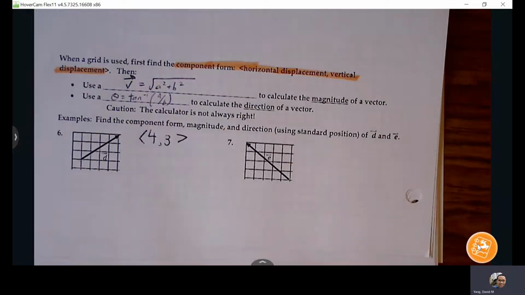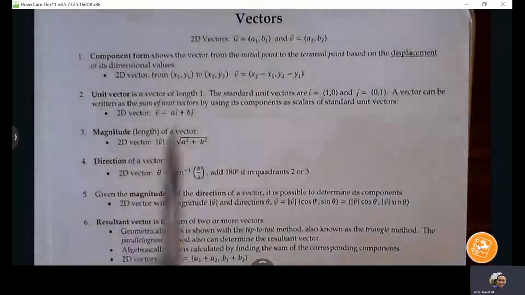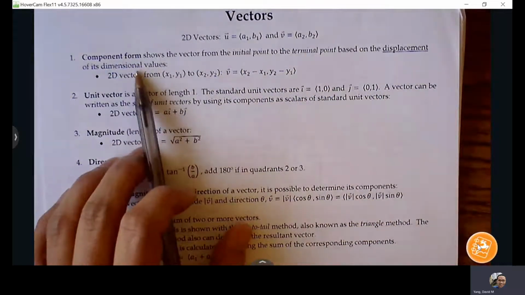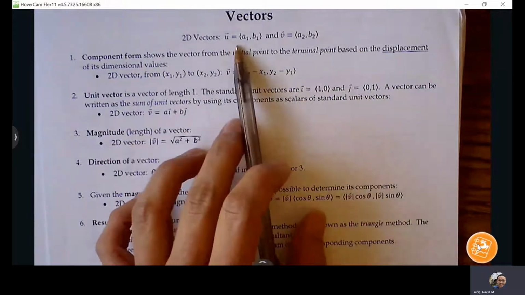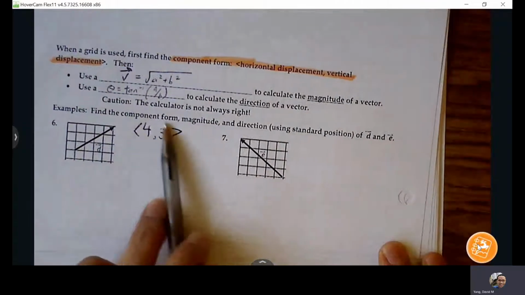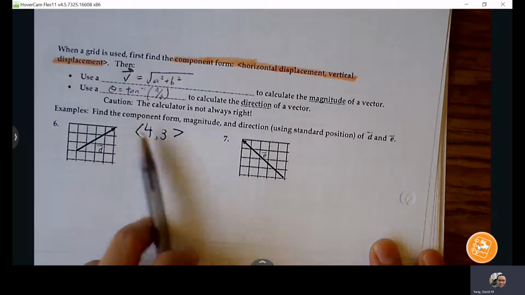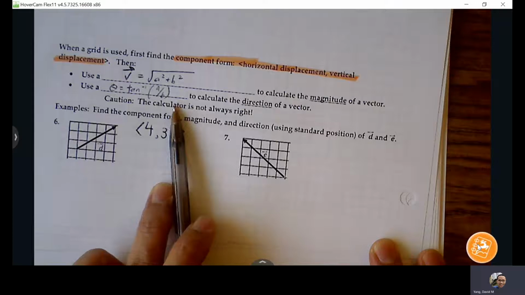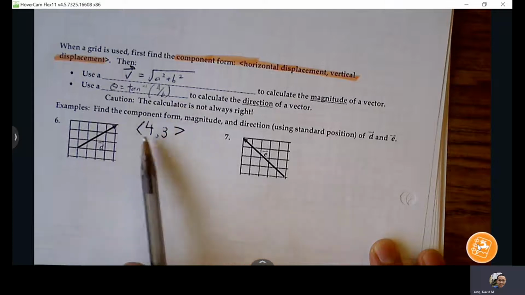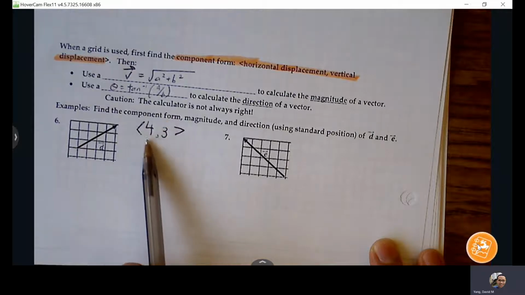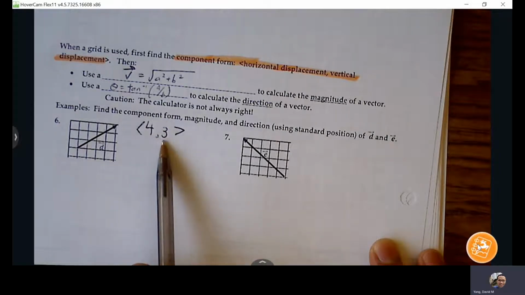And the definition for component form is also spelled out on the very back page here. Component form shows the vector from the initial point to the terminal point based on the displacement of the dimensional value. So we're going to do horizontal and vertical. We're going to call those A and B values. This component form is helpful because these are really the only numbers we have to look at to determine our magnitude and our direction. So this 4 and 3 just tells us that we can break this vector down into a horizontal component moving right 4 units and 3 up.